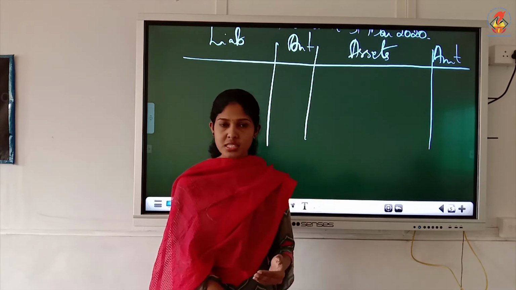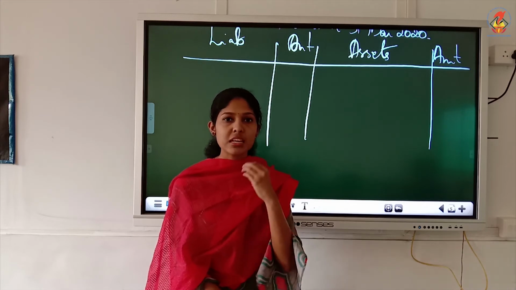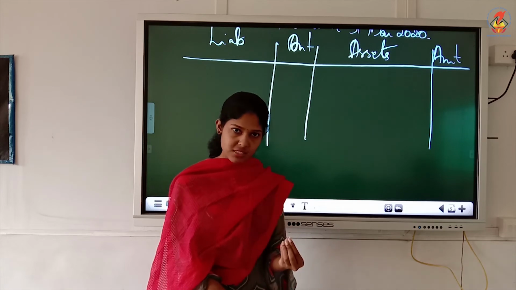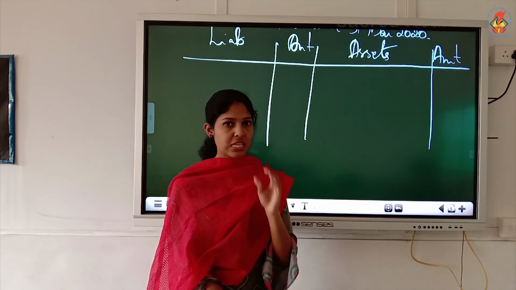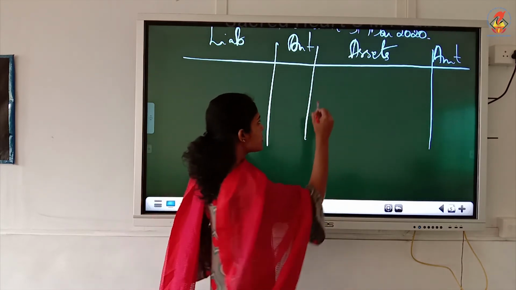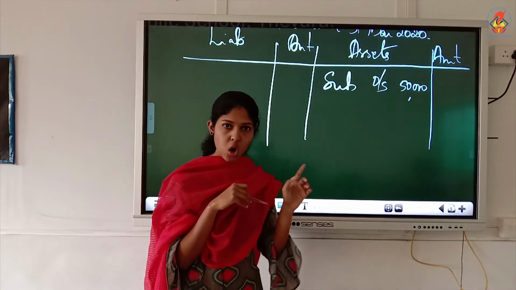Because whatever we write on the receipt side, the meaning is these are the received items. So, out of 3 lakhs, we received only 2,50,000, which means that at the end of the year also, we have an outstanding subscription of rupees 50,000. Understood? Then, it is not over.